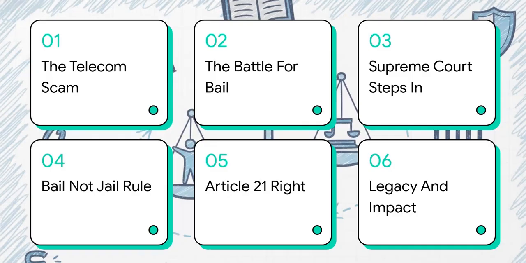So here's our roadmap for this explainer. First, the massive telecom scam. Second, the battle for bail. Third, the Supreme Court steps in. Fourth, bail, not jail, the rule. Fifth, Article 21 and speedy trial. And finally, number 6, the legacy and impact.